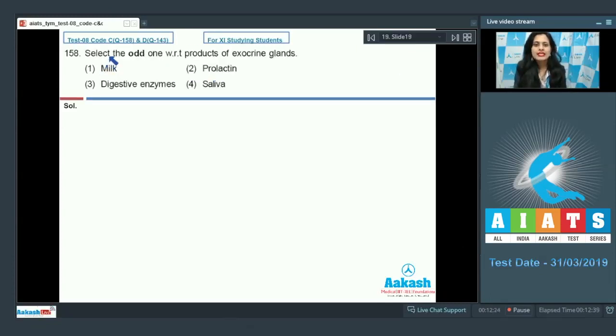Question number 158. Select the odd one with respect to products of exocrine glands, and the options are milk, prolactin, digestive enzymes and saliva. The correct answer to this question is option number 2, prolactin, because prolactin is a hormone and it is a product of an endocrine gland and not of an exocrine gland. Whereas the rest of the options, milk, digestive enzymes and saliva, are the incorrect options because these are the products of exocrine glands. So the correct answer to this question is option number 2. Let's discuss our next question.